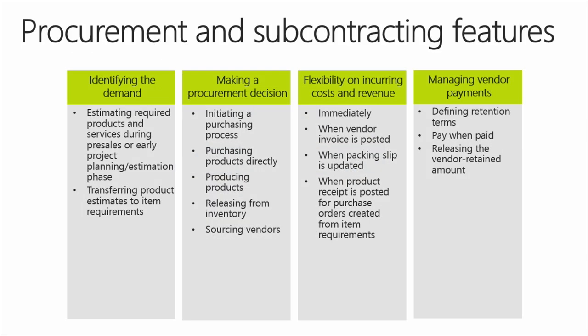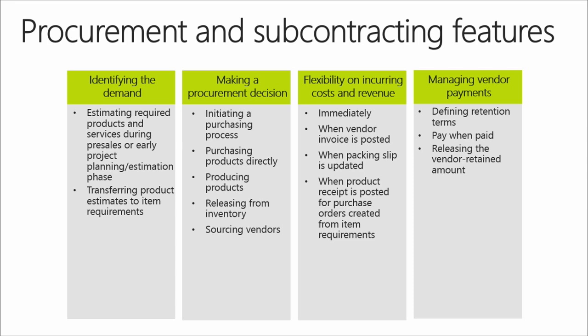Here is a quick overview of the features in procurement and subcontracting areas. The first one is identifying the demand. Through defining your work breakdown structure and specifying the products and services that you need for each task, you can specify the project procurement needs, either during pre-sales, in a project quotation, or when you're executing on a project. Then you can transfer these product estimates to item requirement, which will function as your procurement desk.